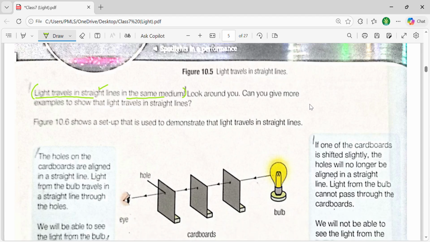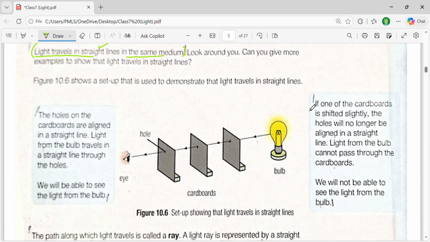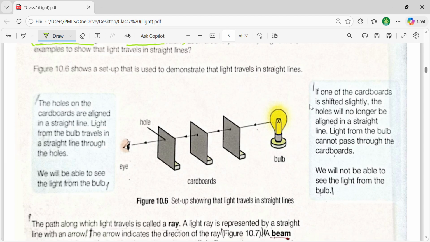For that, they have given you an experimental demonstration, as you can see here. They have set up certain cardboards, and they have pinched some holes in these cardboards, and they have a light source here from where the light is coming. This is a luminous object, and as we have mentioned, light travels in a straight line. They have shown only one ray. There are multiple rays all around in every direction, but we are considering one of these rays.